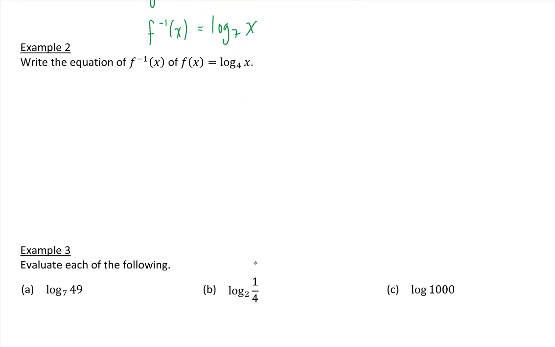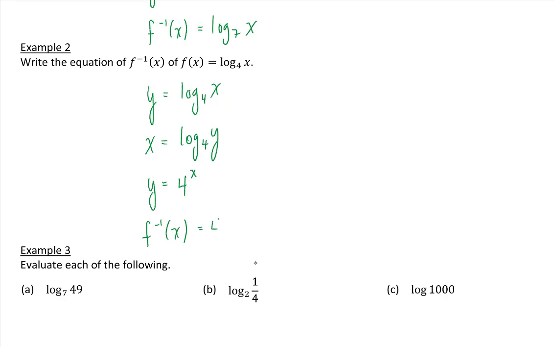And we should be able to go the other way. What if I want the f inverse of the function log base 4 of x? So we have y equals log base 4 of x. We switch the x and the y. To isolate for y, we rewrite this as an exponential. So that's y equals, the base is 4, and then there's our exponent x, which means that f inverse is equal to 4 to the exponent of x. So from here to here, to isolate for y, we rewrite as an exponential.